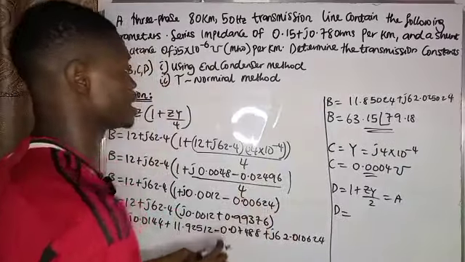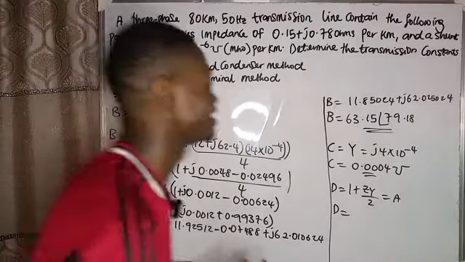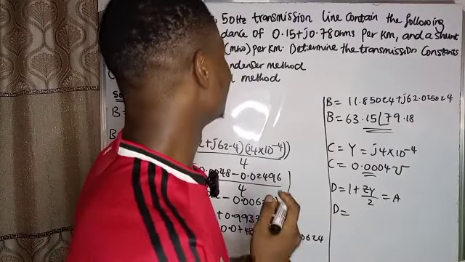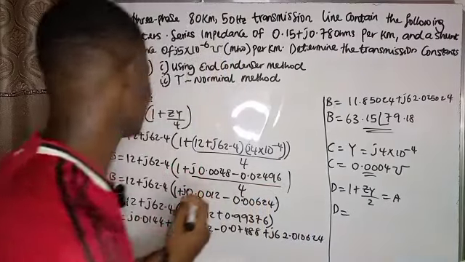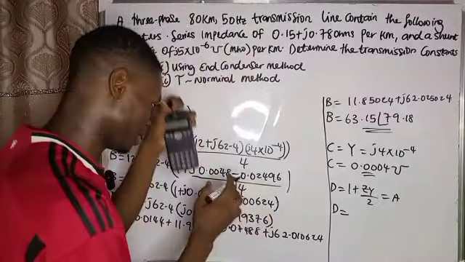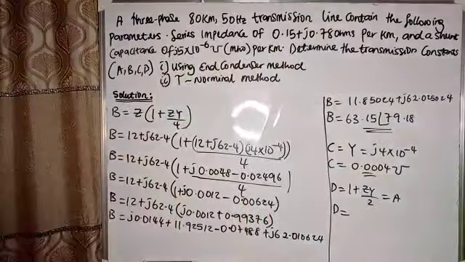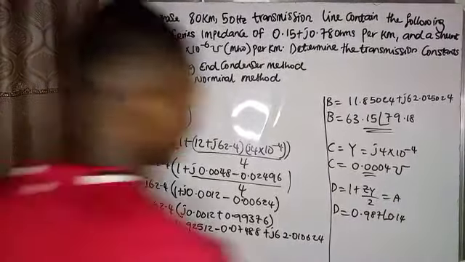What is the value of my A? I've cleaned it. I've cleaned the value of A. Let me trace the value of A. It will take time. I'll give you the value of A. So this is the value of our A.